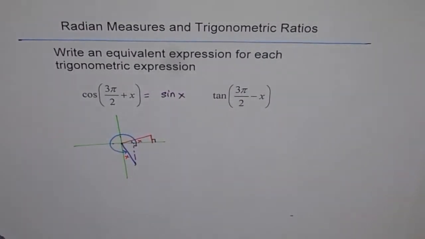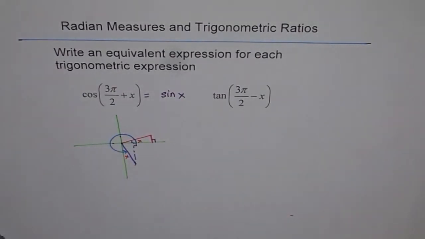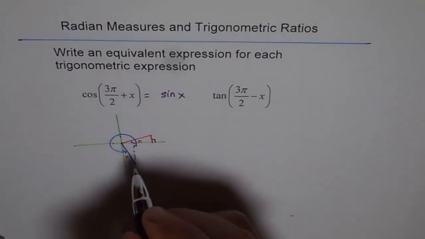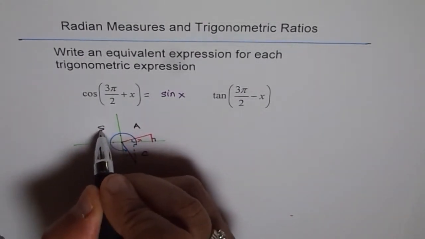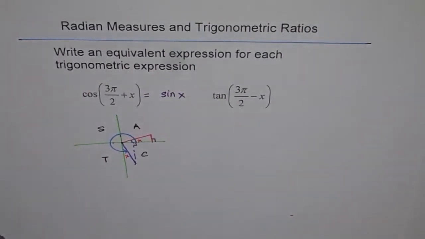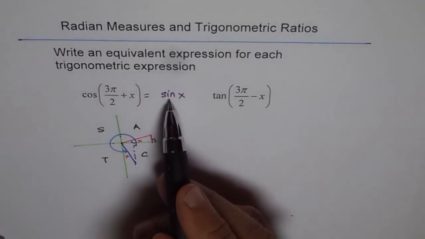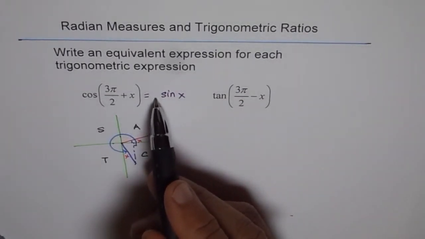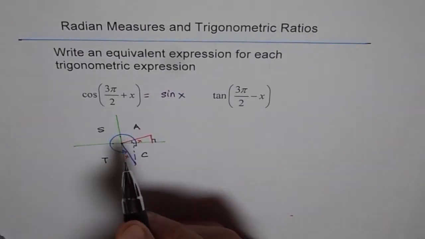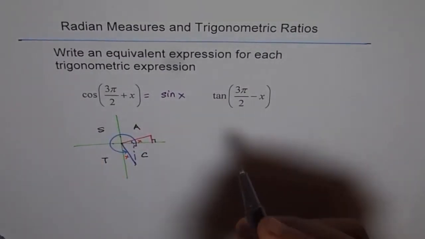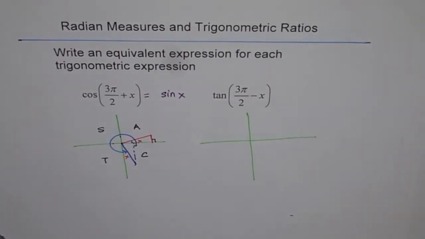Now that is the first part, and the second part is whether it should be positive or negative. Now, you know the CAST rule, correct? The CAST rule says cos is positive here, all are positive here, sine is positive here, and tan is positive here. Now since cos is positive and we are looking into cos, the sine has to be positive. So we need a positive value here, correct? Therefore it will be positive sin x, correct? So that's the solution.